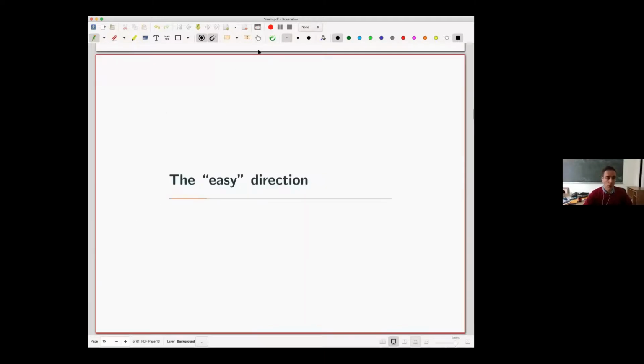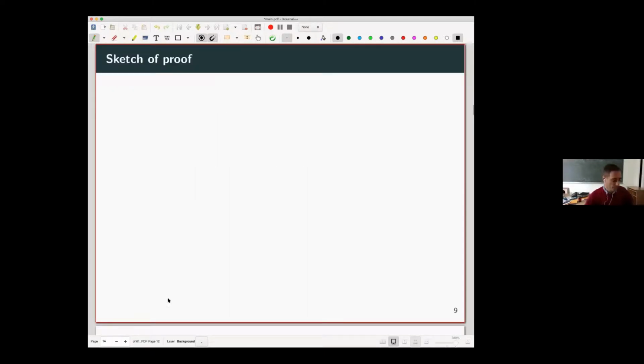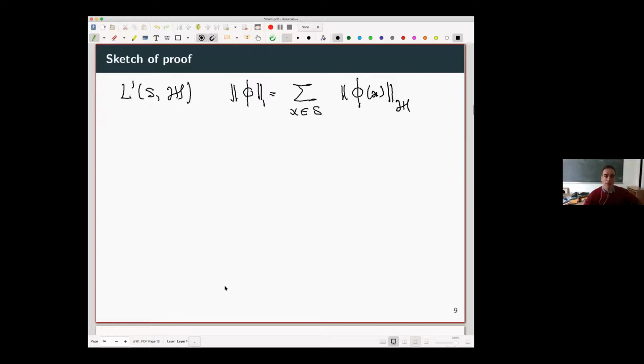Oops, I wanted to add a new page. Okay, here I am. So remember, the space we're working in is L1 of S of H. So especially if I want to compute the norm, the L1 norm of a vector phi is the sum over all the generators of the Hilbert norm of phi of x. So that's the norm from my Hilbert space.